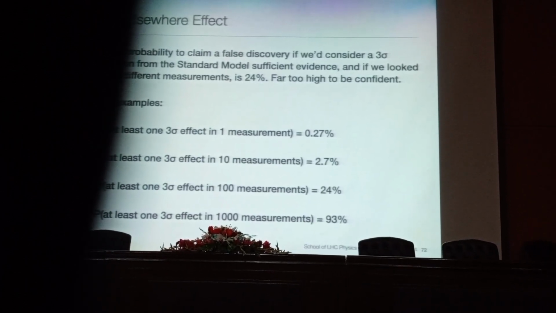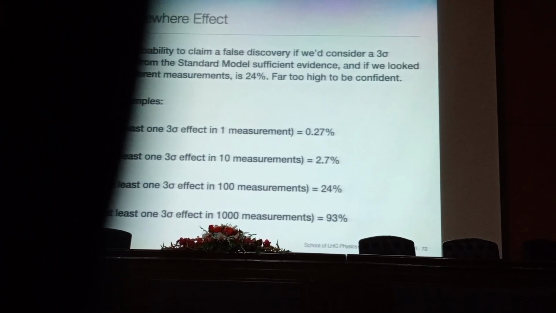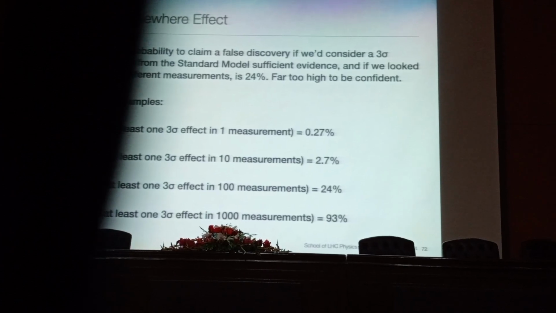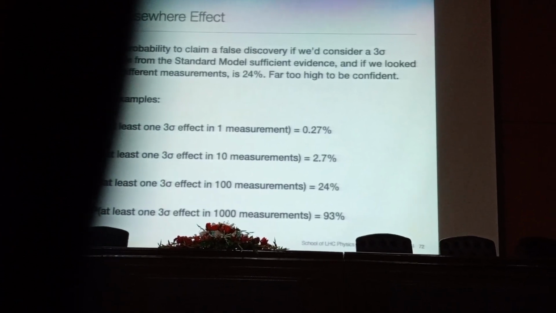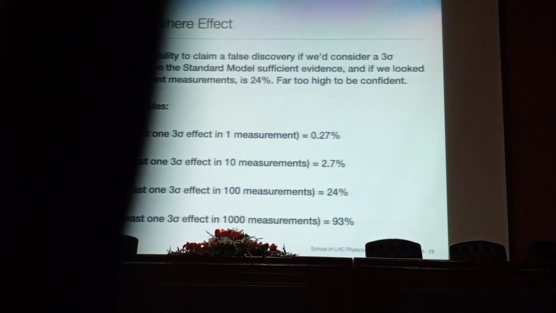And that's why when we see 3 sigma effects, we don't dismiss it. We say it's an interesting observation, it's a hint, it's an indication, but we don't get overexcited, because the large number of measurements we make implies that we'll see these come and go occasionally.